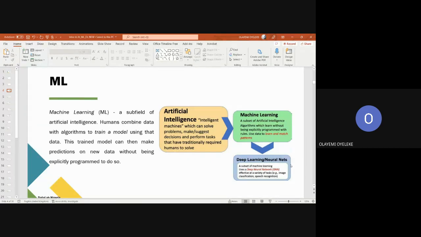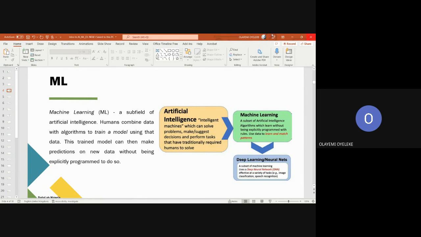Now that leads us to what machine learning is. Machine learning is a subfield of artificial intelligence. So mark that word, a subfield. That means machine learning is under artificial intelligence. We said artificial intelligence is a constellation of different technologies. Machine learning is part of them. So humans combine data with algorithms to train a model using that data. That is what we do when we say we are doing machine learning. We combine data with computer algorithms to train a model using that data. Then the trained model can make predictions on new data without being explicitly programmed to do so. I'll still explain more about this explicitly programmed.